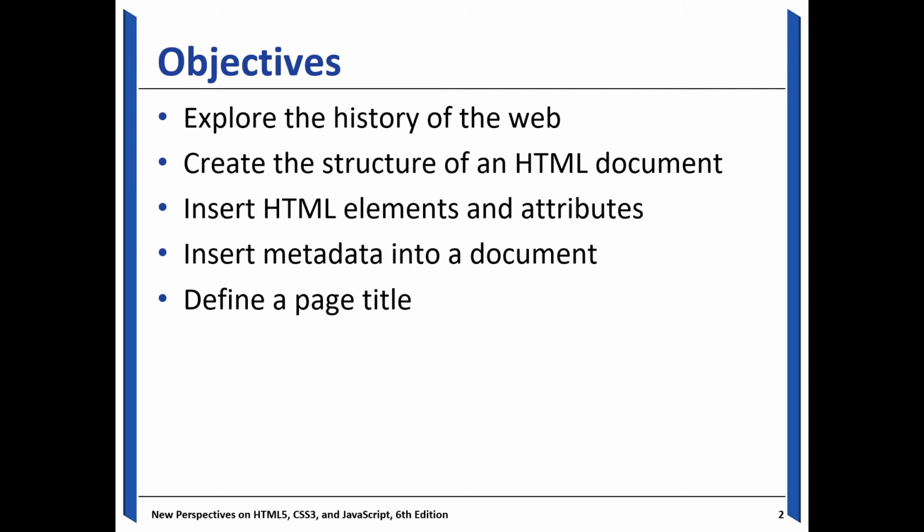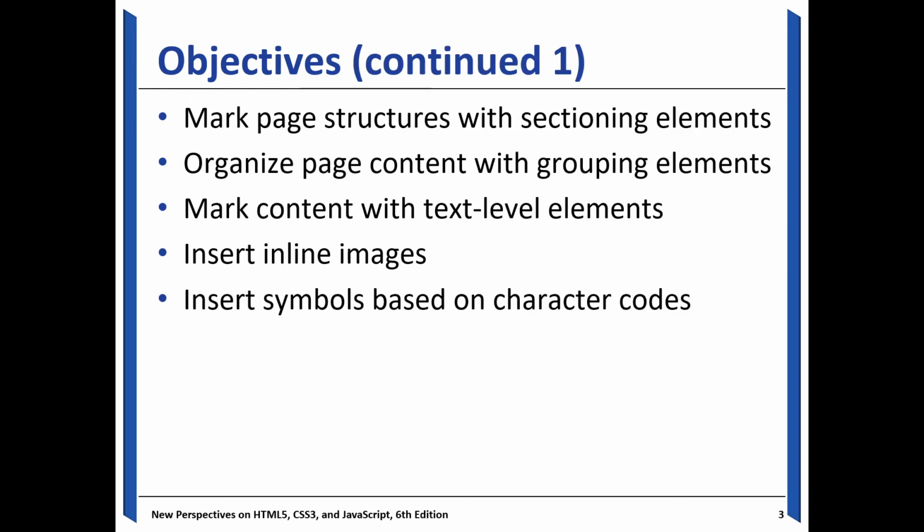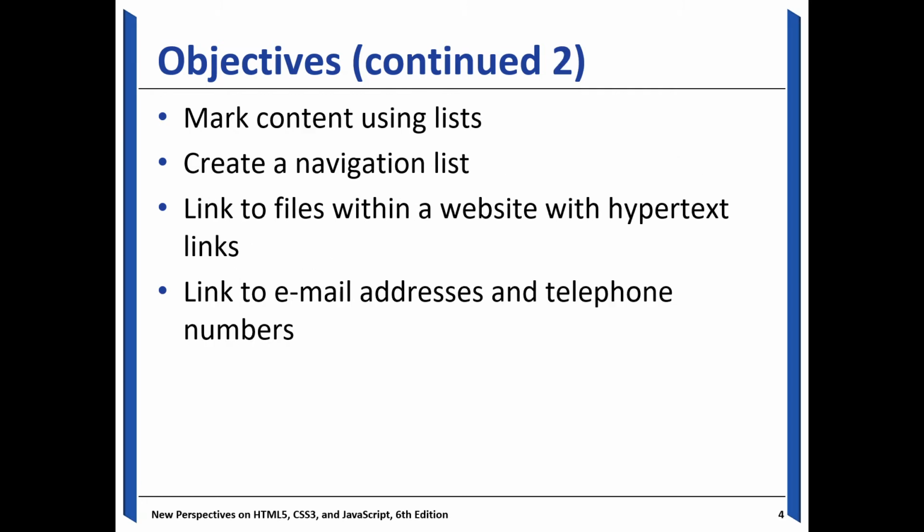So the main objectives intended for this tutorial or chapter include: explore the history of the web, create the structure of an HTML document, insert HTML elements and attributes, insert metadata into a document, define a page title, and then we will go over various sectioning elements in web pages, organize page content with grouping elements, mark contents with text level elements, insert inline images, insert symbol based on character codes, and other topics such as working with lists, links, and how to link to email and telephone number.